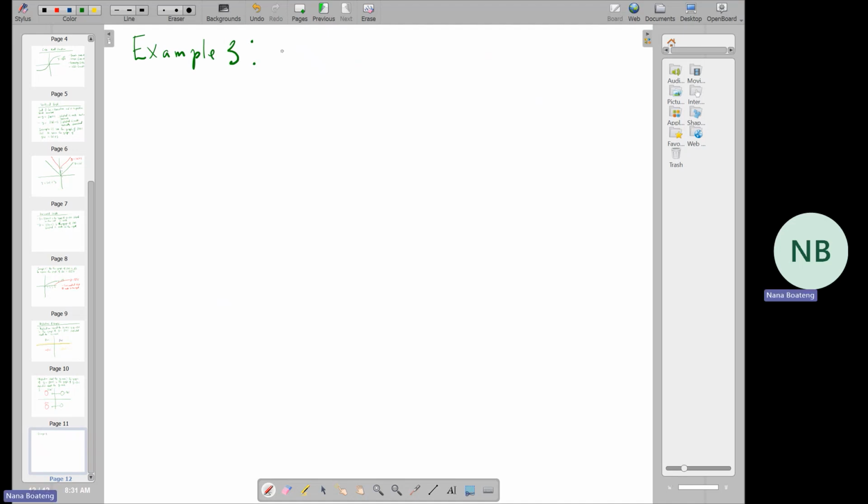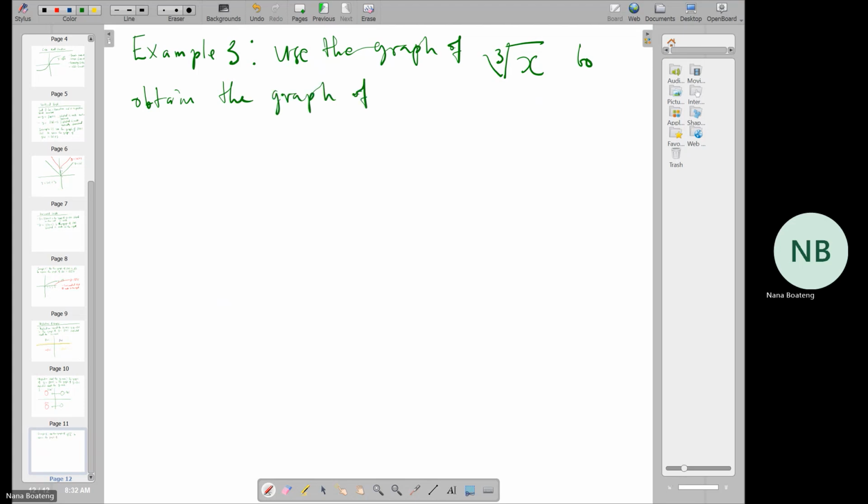It says use the graph of the cube root of x to obtain the graph of the cube root of negative x. All right.